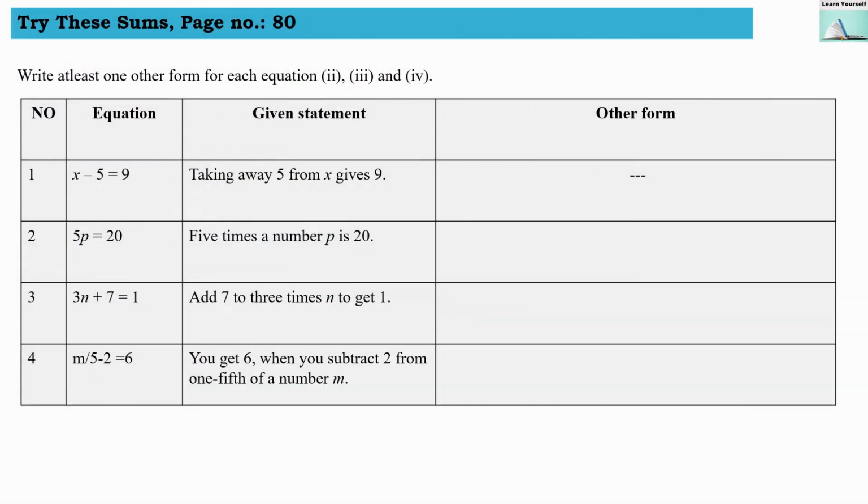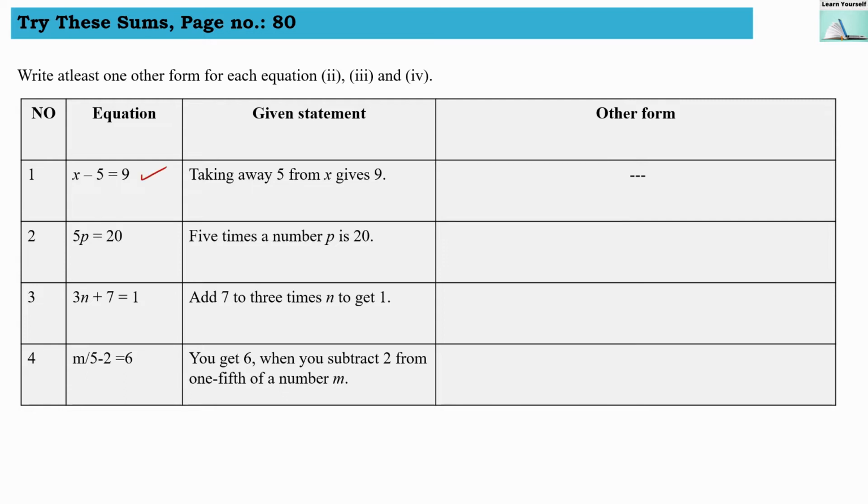Try these sums, page number 80. Write at least one other form of each equation 2, 3 and 4. So we do not need to write another form for equation 1. What we have to do is take the given statement, that x minus 5 equals 9, that is our equation, and the given statement is taking away 5 from x gives 9. So this statement we have to change and write according to this equation. We have to change the language, expressing this equation in words.